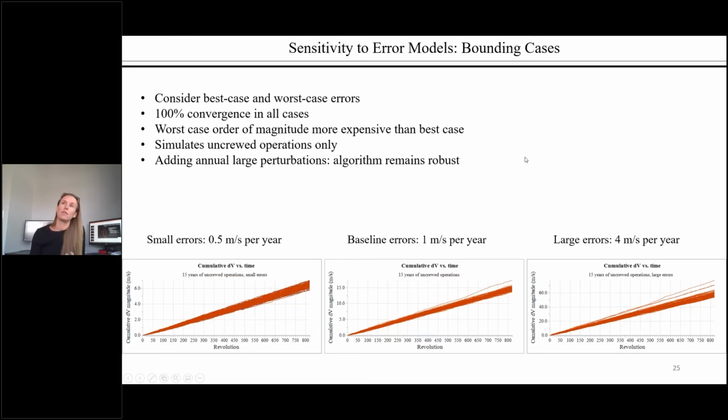For comparison, if you're trying to do station keeping in a 100-kilometer circular polar low lunar orbit, you're looking at 60 to 100 meters per second per year. So this is definitely a lot cheaper than maintaining the orbit in a low lunar orbit where you're fighting the gravitational parameters of the moon. In all these cases, we saw 100% convergence. The worst case was about an order of magnitude more expensive than the best case, but it's still pretty low.